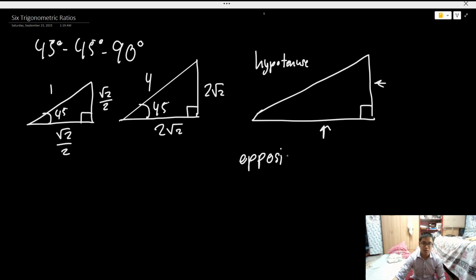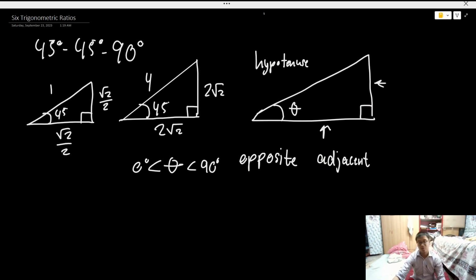opposite or adjacent. How would you know if a side of a right triangle is opposite and the other is the adjacent? It depends on the given angle. That angle will be your acute angle. So, for example, I have an angle here. This is an acute angle, by the way. An acute angle is basically an angle that is greater than 0 degrees but less than 90 degrees. So it could be 60 degrees, 35 degrees, so on and so forth.